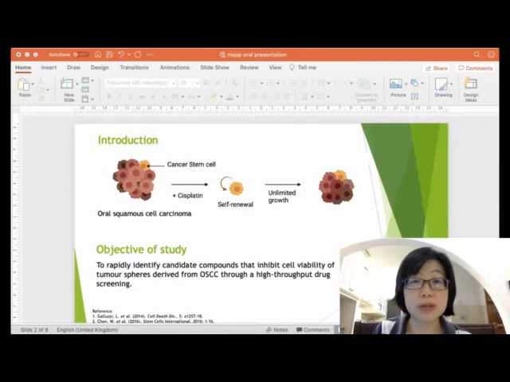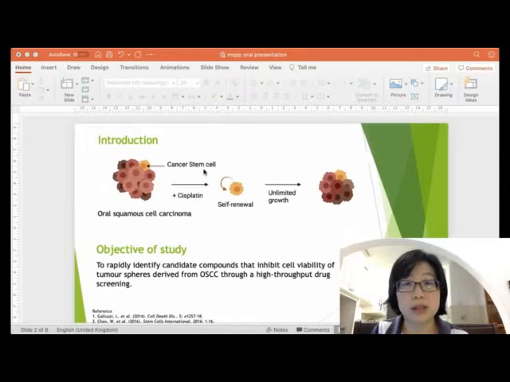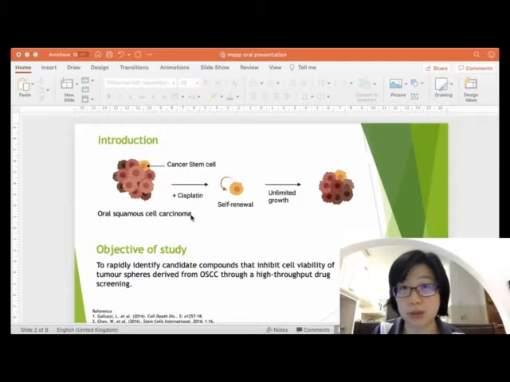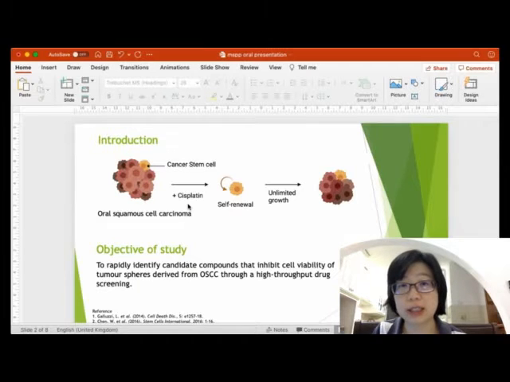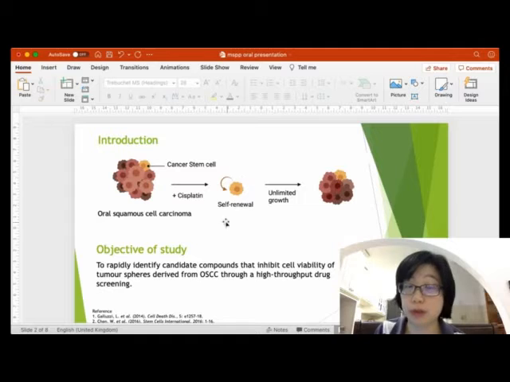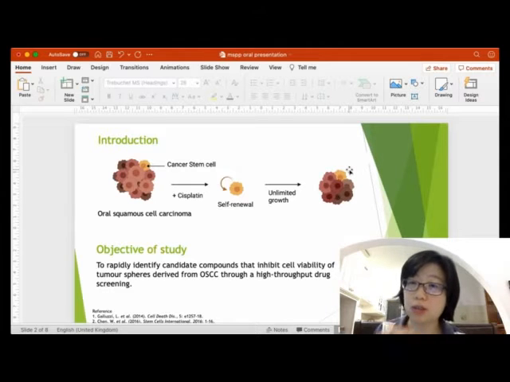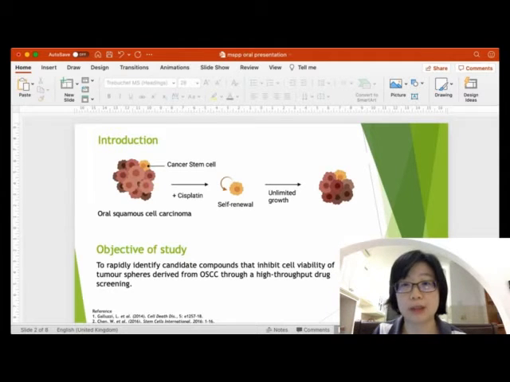As we all know, cancer is a population of heterogeneous cells, whereby there could be a minor population known as cancer stem cells. These cells may not be responsive to standard chemotherapy such as cisplatin, which is commonly used in the treatment of oral squamous cell carcinoma. The surviving cancer stem cells could then undergo self-renewal, which allows them to grow and develop into a new tumor, which then causes cancer relapse in the patients.